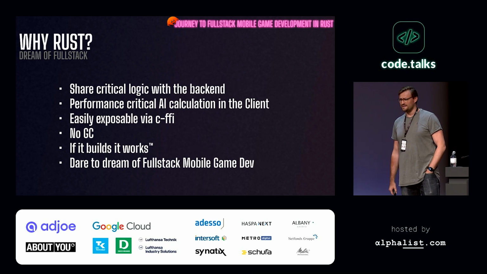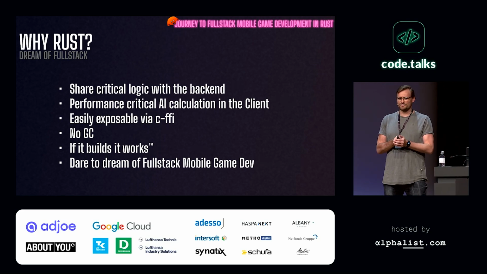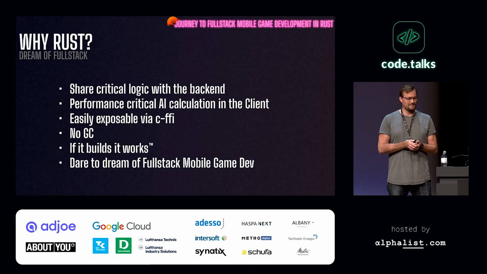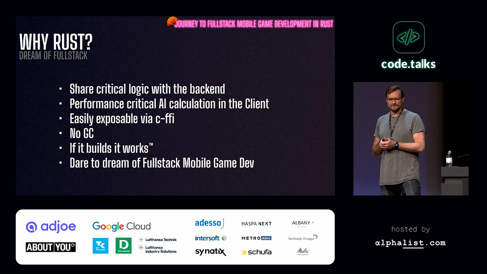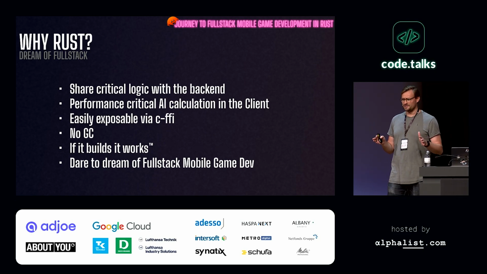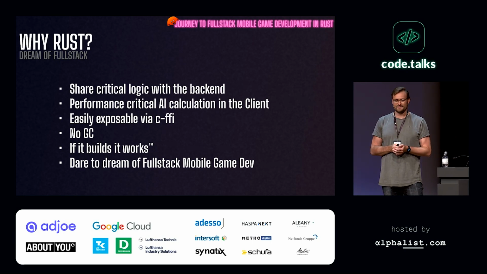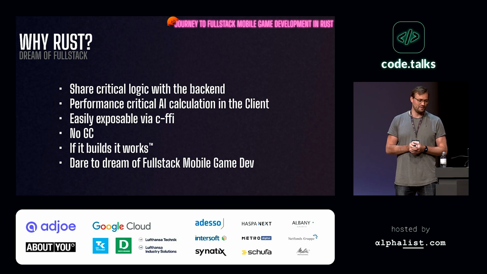It all started in 2019 when we wanted to build a game that needed to have shared game logic between server and client, and a very compute-intensive AI calculation. Back in the day, I would have used C for that. But it was time. Rust was stable. 1.0 was already a few years old. And we wanted to have no garbage collection. We didn't want to touch C again. And obviously, we drank the Kool-Aid. Hey, if Rust builds, then it works. And the long vision, or more like a dream, of eventually being able to build a full-stack mobile game in one language, and that being Rust.